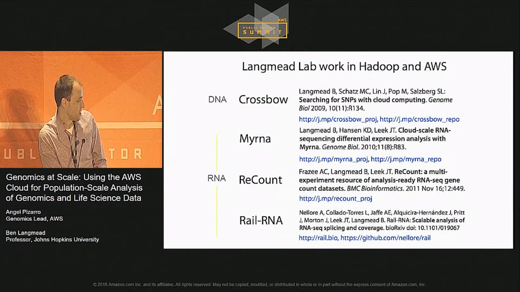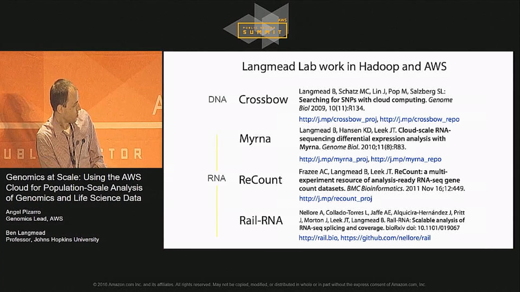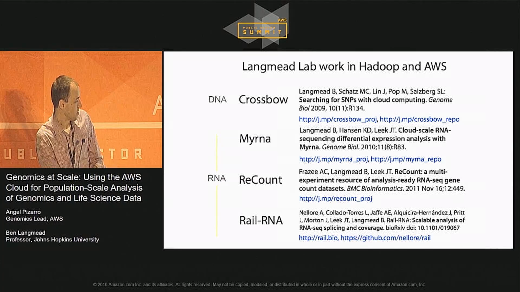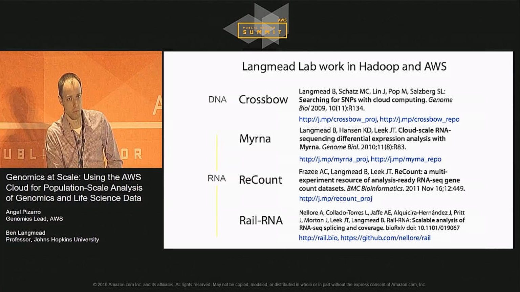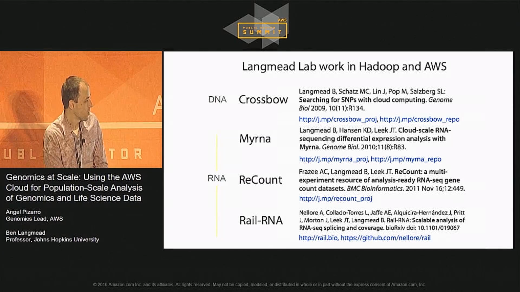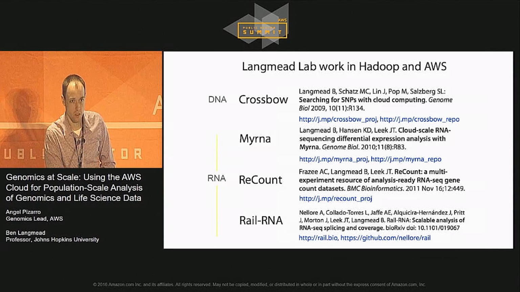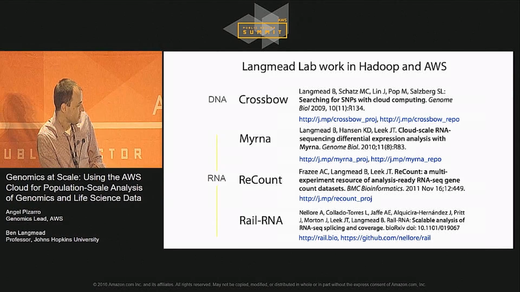This is part of a sort of history of work that we've done in our lab for analyzing genomics data on AWS, stretching all the way back to this paper that we published in 2009. That was not using Elastic MapReduce. But then these three papers, which all have to do with analysis of RNA sequencing data, all use Elastic MapReduce. Our most recent effort, which Abhi will talk about today, is the last one listed here, Rail-RNA.